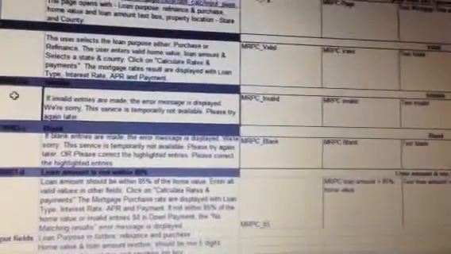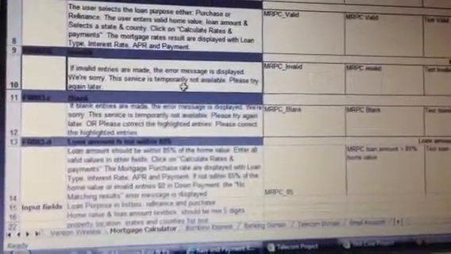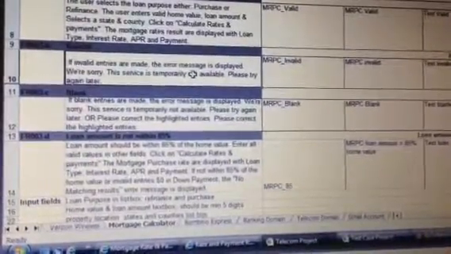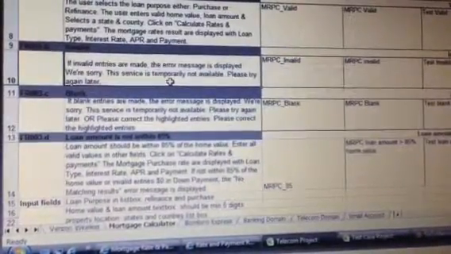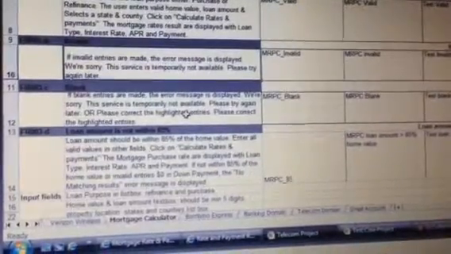So my next requirement is FR003B, which is invalid entries. If the user inputs invalid entries, the error message is displayed: We are sorry, the service is temporarily not available. Please try again.